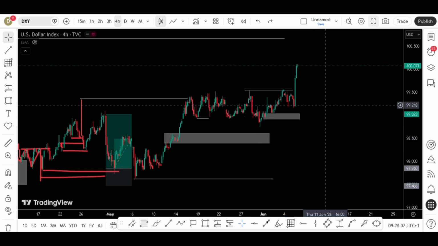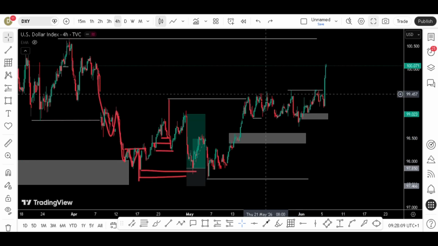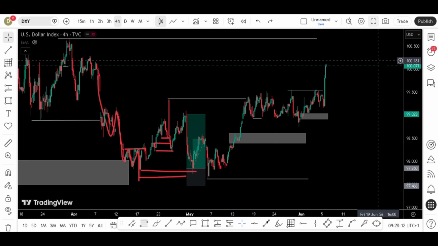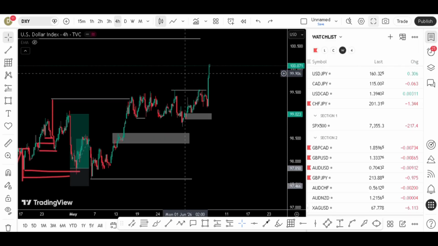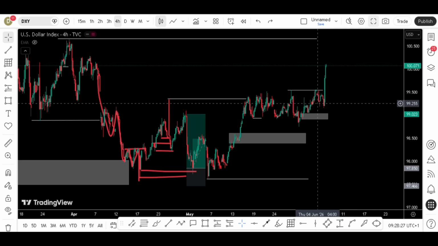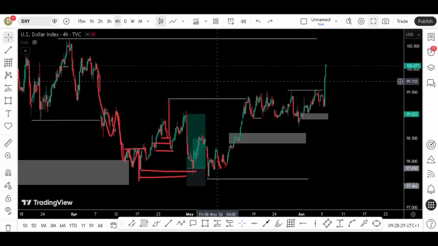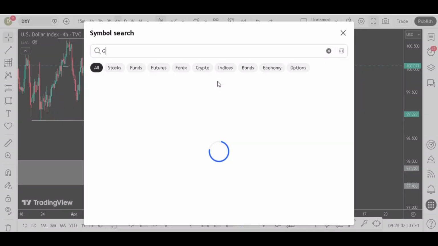And now that we have DXY being bullish and strong, it means that you should expect the other pairs like EURUSD, GBPUSD, and probably AUDUSD to be bearish, and USDJPY to be bullish. Those are the things you should be expecting because of the strength of DXY. So let's go to GBPUSD.